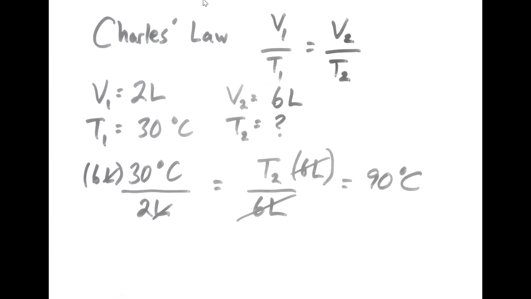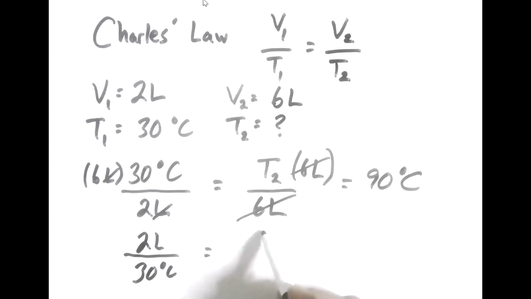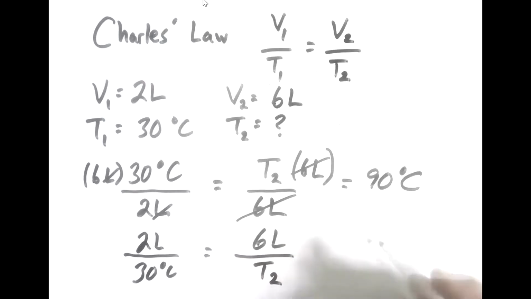Or if you don't remember to do it that way, well, then this is what happens. You would have 2 liters here, 30 degrees Celsius, 6 liters on the top, then you'd have T2 on the bottom. And if you go ahead and try to solve it right now just like this, well, you can, but you're not actually solving for T2, you're solving for the inverse, 1 over T2. So you have to watch out for that. But let's just say that this is the approach you take. If that's the case, we still multiply by 6 liters. We just do that on the bottom.